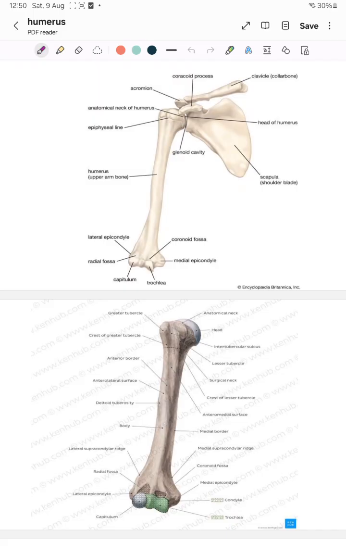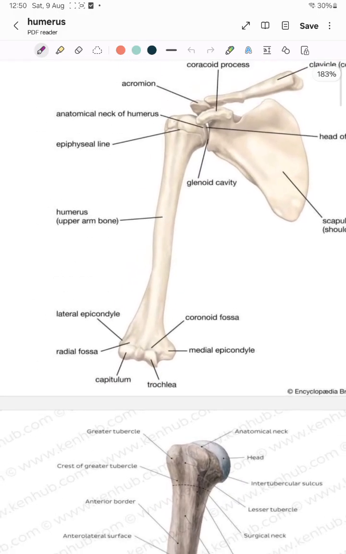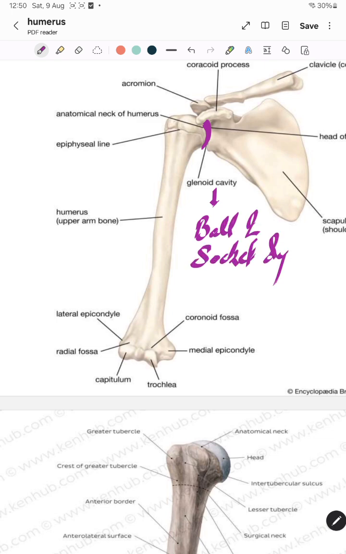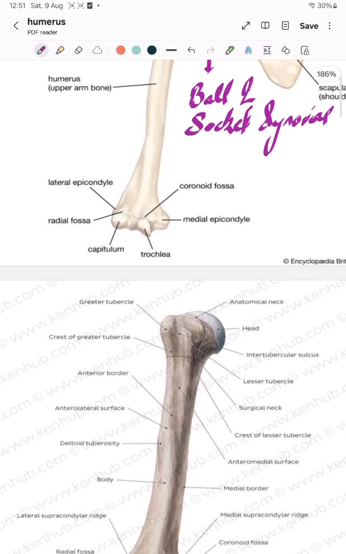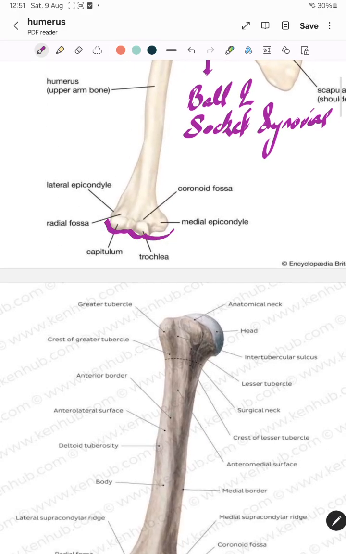In practicals, humerus is generally asked and we'll see how to define it better in the exams. So humerus is attached to the glenoid cavity, and the joint is a ball and socket synovial joint. On the lower aspect it forms the elbow joint.